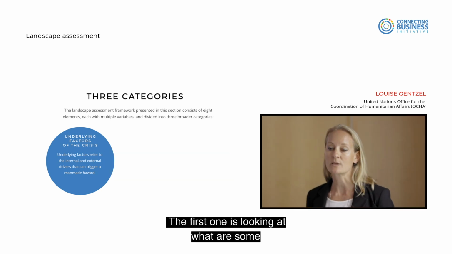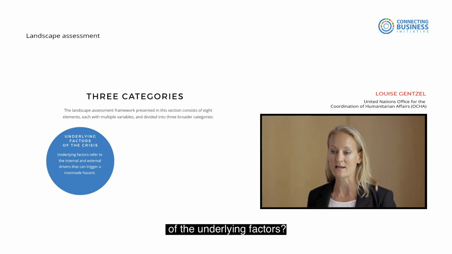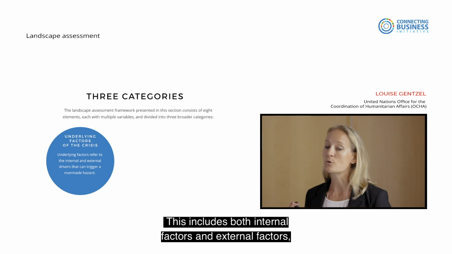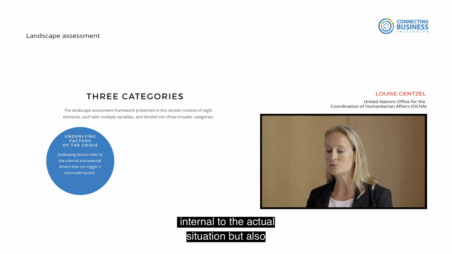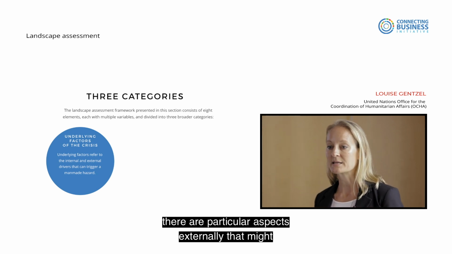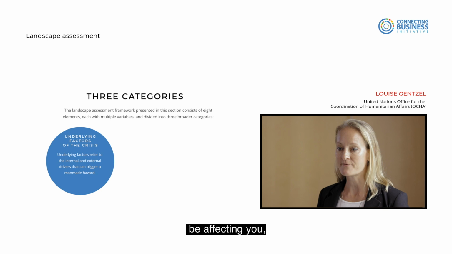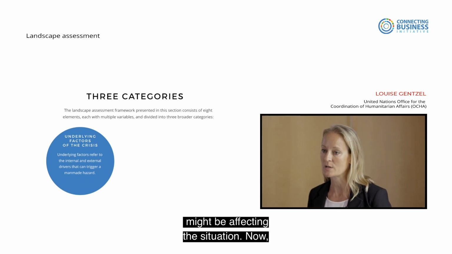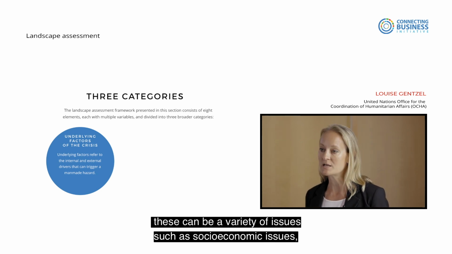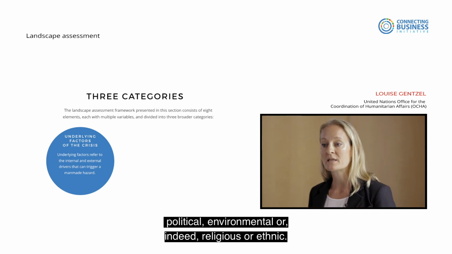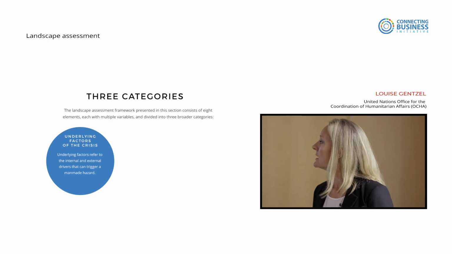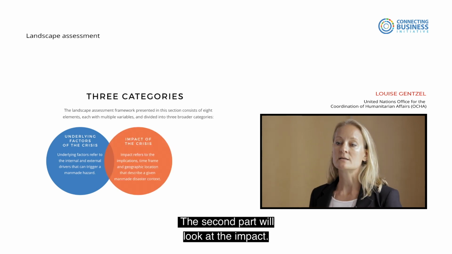The first one is looking at what are some of the underlying factors. This includes both internal factors and external factors. So internal to the actual situation, but also are the particular aspects externally that might be affecting you, might be affecting the situation. Now, these can be a variety of issues such as socioeconomic issues, political, environmental, or indeed religious or ethnic. The second part will look at the impact.